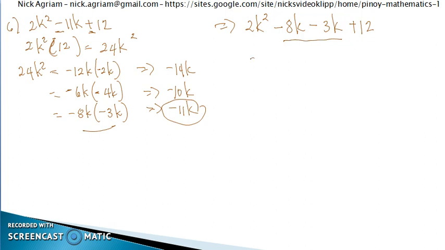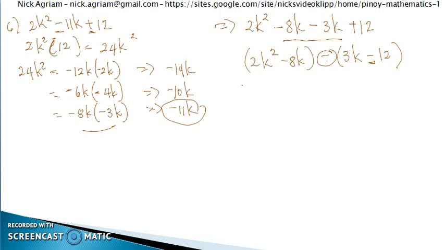And then I will group them. 2k squared minus 8k, minus 3k minus 12. Why did I put 12 there? Because I have negative outside. So I have negative times positive is negative, and then negative times negative is positive.